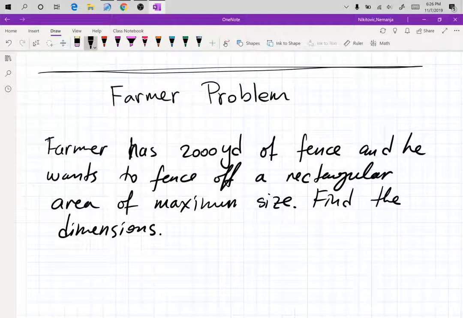We can all imagine this. It's not that difficult. You have fence, you know where the fence goes, you know what the rectangle is, and you also have the concept that we are talking about maximum area, because when you have fence, you can put 2,000 yards of fence around this classroom. You just go a couple of times. It's okay. So the idea is to calculate what is the maximum area that can be enclosed with 2,000 yards of fence.